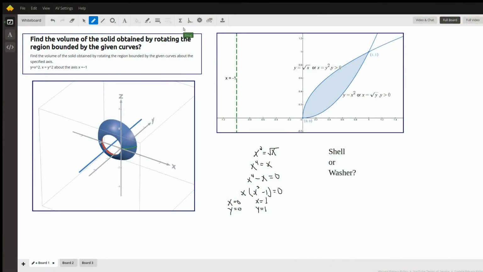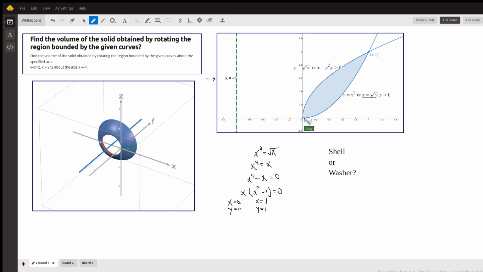Okay, this picture on the right over here gives an indication of what's happening. This is the graph right here of y equals x squared, just the right half of it, which, depending on the method that you're going to use to find the volume of revolution, you could also write as x equals the square root of y, where y is a positive number.